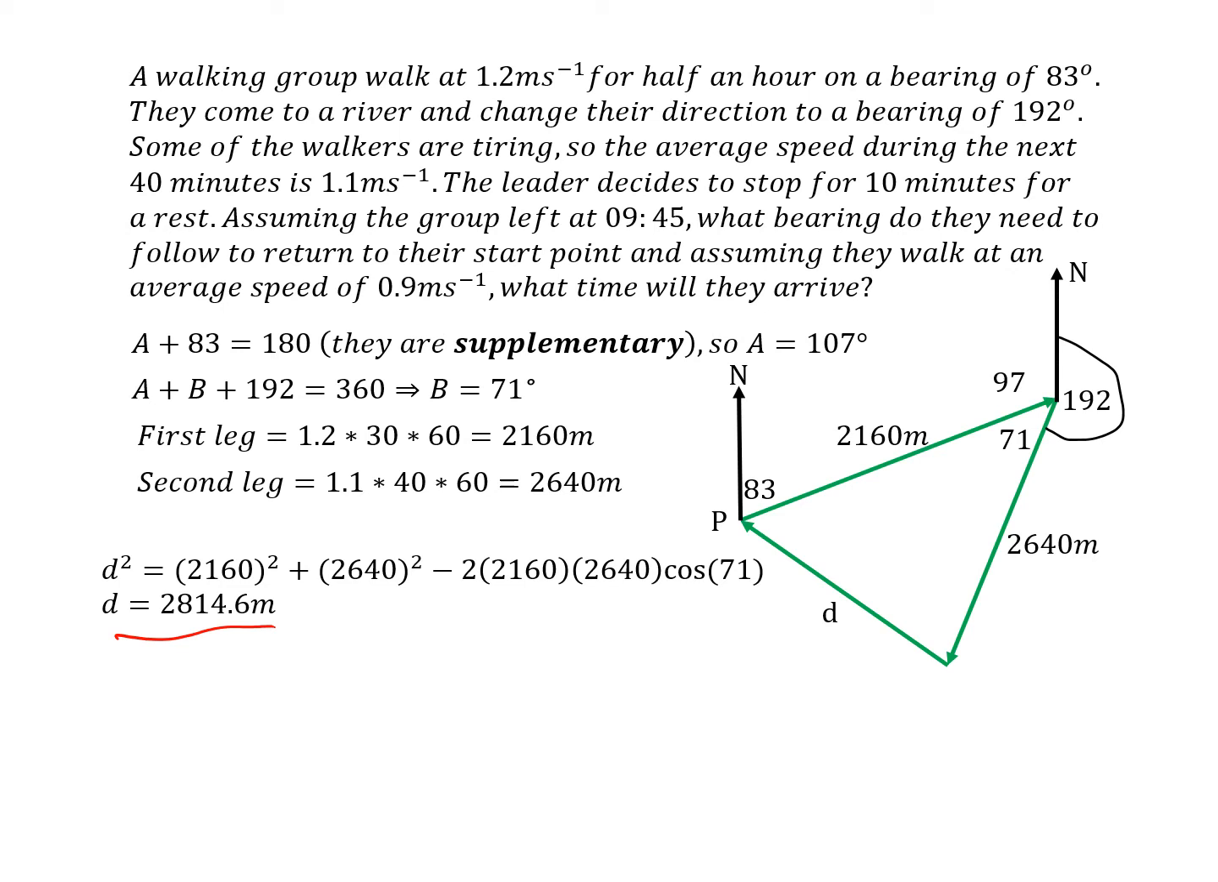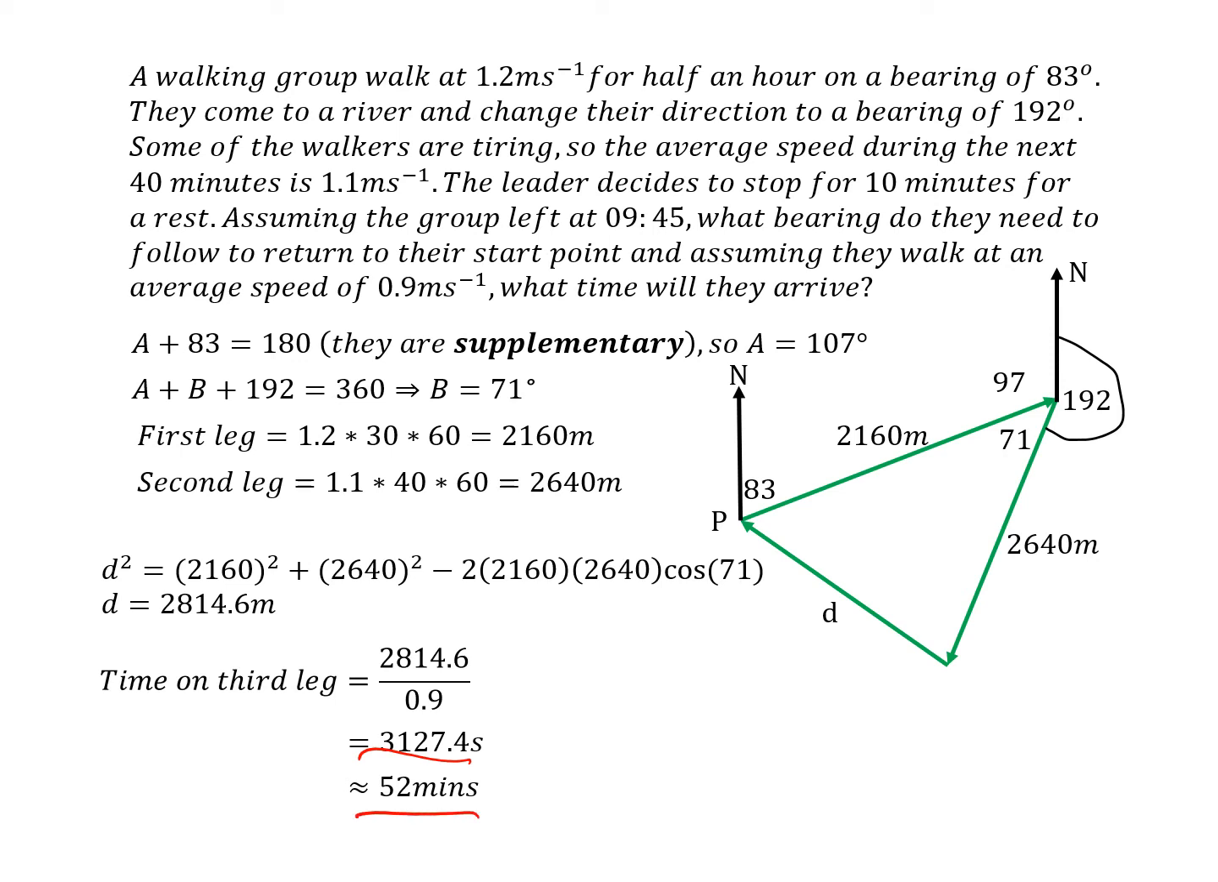What we want to now do is to find the time that it takes for the walkers to travel that distance. So time equals distance divided by speed if we've got constant speed. And so the speed on the final leg is 0.9 meters per second. That gives us a number of seconds of 3,127, which is around about 52 minutes. So now we've got all the information to answer the second part of this question.